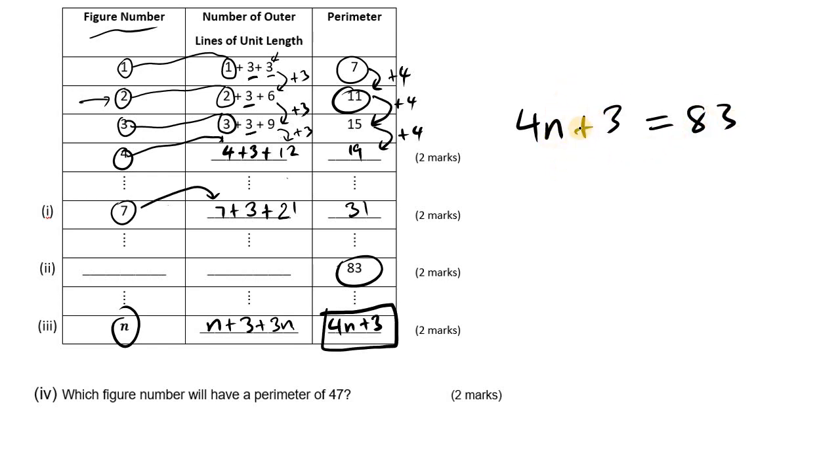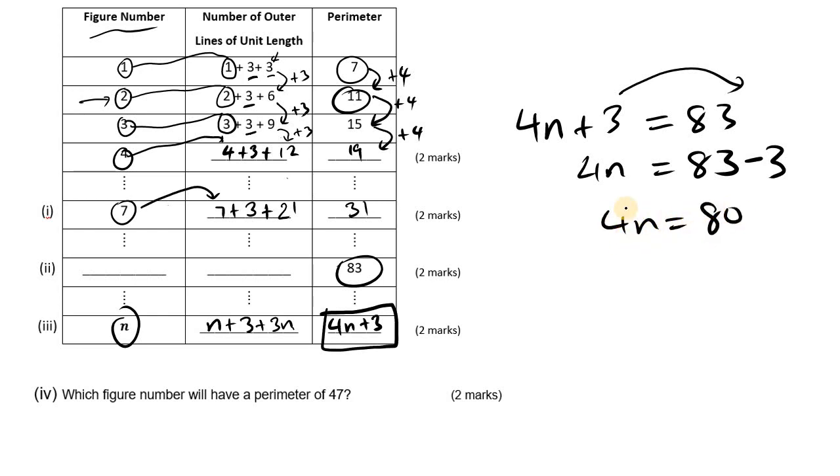So what we're going to do is carry this over, so it will be 4n equals 83, and the plus 3 goes over as minus 3. So we have 4n equals 80. What do we do next? We divide, because it's 4 times n, so we divide by 4. Since we're multiplying by 4, we divide by 4 to get rid of the 4. That gives 1n equals 20. You can use your calculator to check that. So the figure number here must be 20, because n represents the figure number, and n is 20.